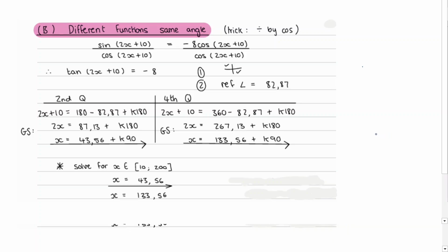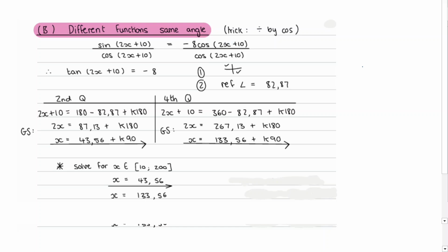In this video, I'm going to look at general solutions, and I'm going to give you an introduction to what I call option B. And you'll notice this type of general solution when you have different functions, so sine and cos, but the same angle. And so the trick in this case is just to divide by cos.